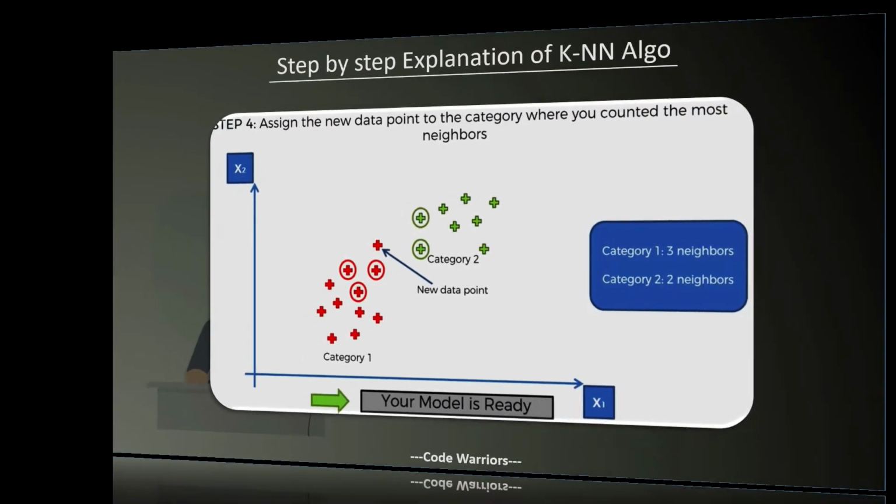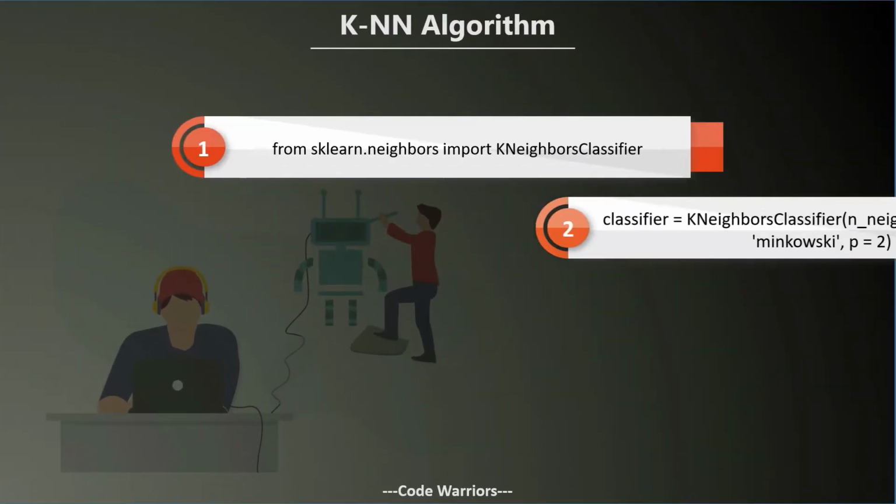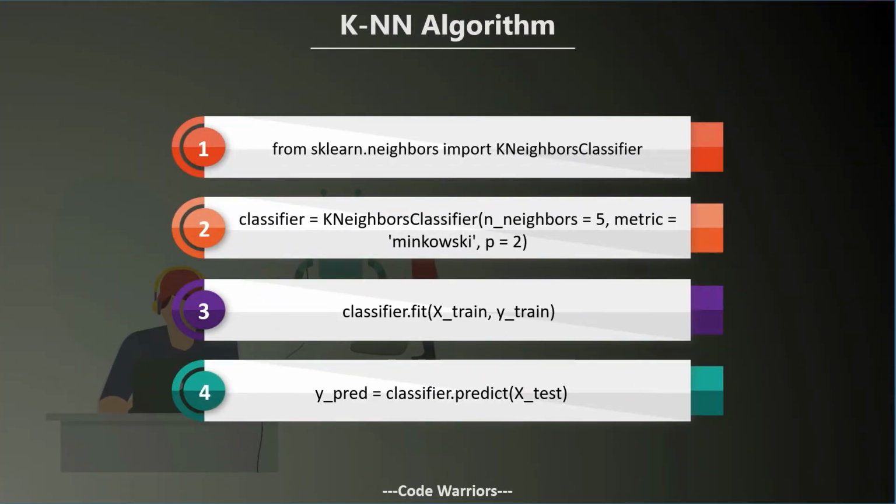So let's move forward. These are the 4 basic lines of code that you require to run the KNN model. For this you are going to use the sklearn module, and from sklearn.neighbors we are going to import the KNeighborsClassifier class. After importing our class, we will now initialize it.